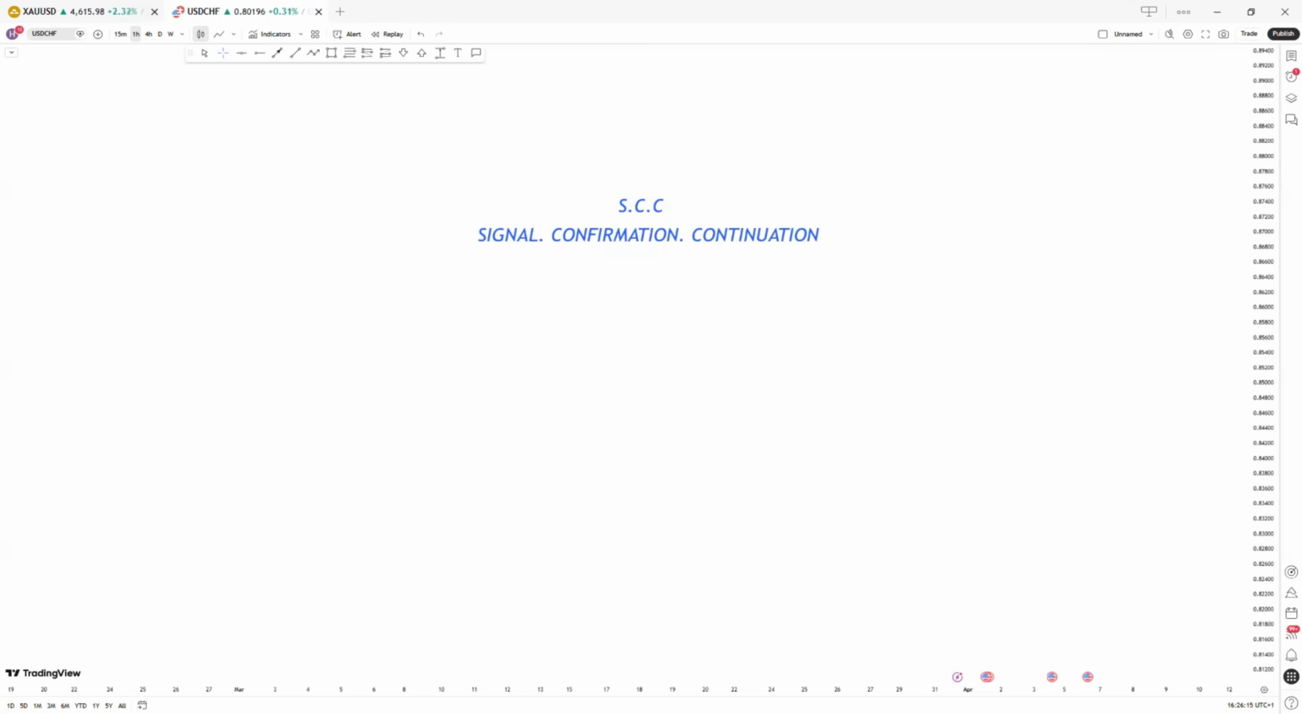S.C.C starts from signal, confirmation, and continuation. So when you identify the market structure, because the first thing you want to do is identify the market structure, where the market is going, if it's buying or if it's selling. If you notice that the market is buying, you want to apply this S.C.C strategy into that market, into that uptrend.